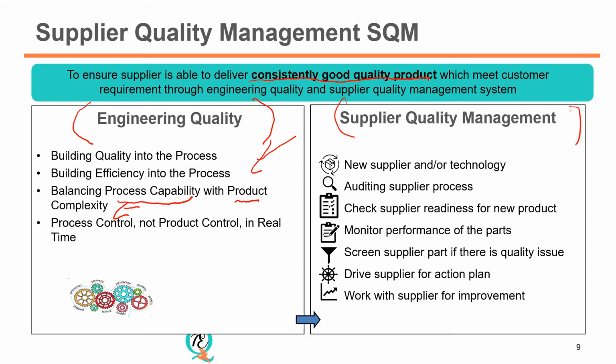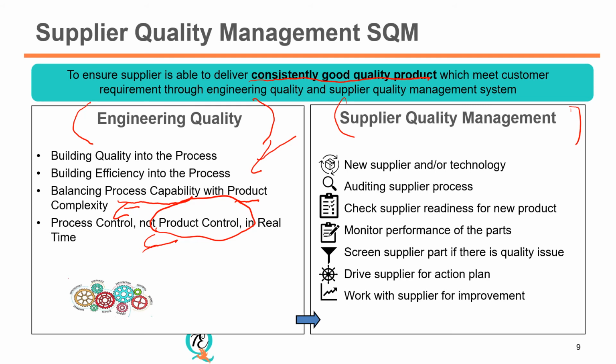And then also process control in real time to understand what the quality issues are that happen immediately in the process itself, and not product control where you only find defects in the final product which is already ready to deliver to your customer.